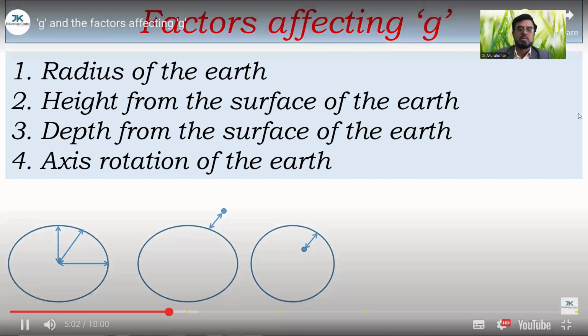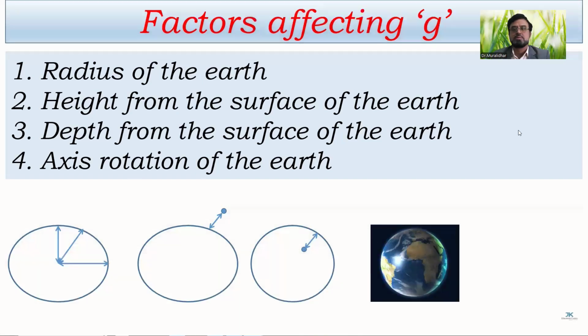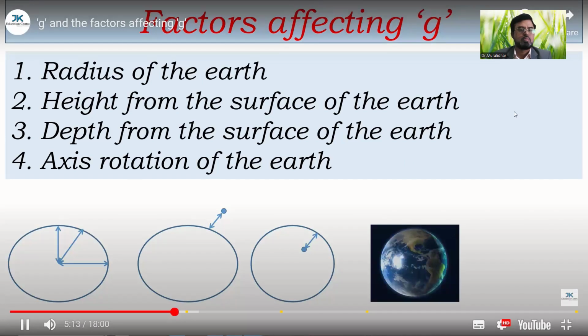Okay, axis rotation of the Earth. Earth is rotating like this on its own axis. Because of this rotation, the value of g is less. Later, we'll discuss this also. So these are the 4 important factors which affect the value of small g. Small g on the surface of the Earth is maximum. It changes either when you go to height, or when you go to depth, or due to the rotation of the Earth, or due to the distance from the center of the Earth, that is the radius. Also the value of g changes.